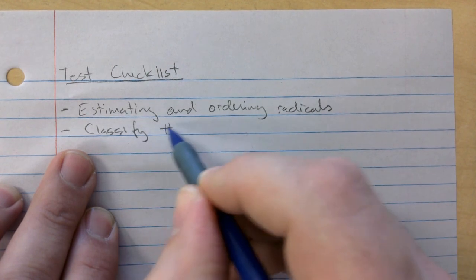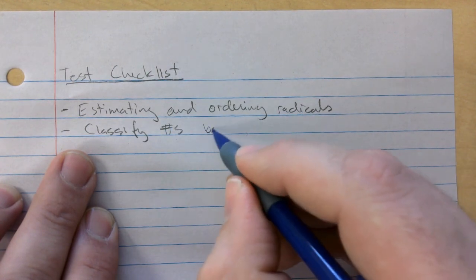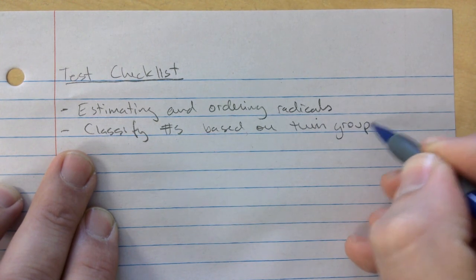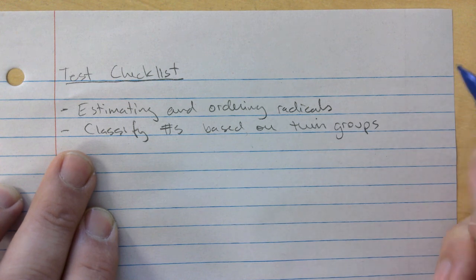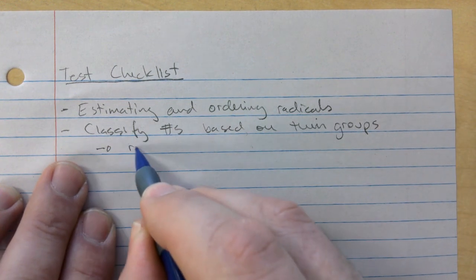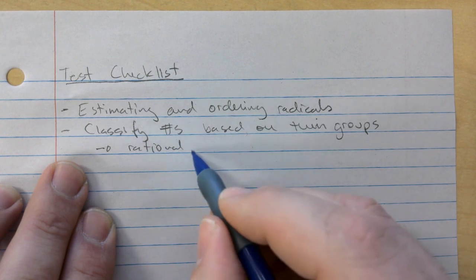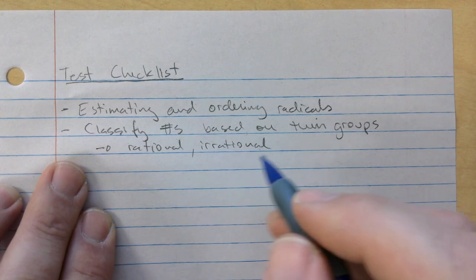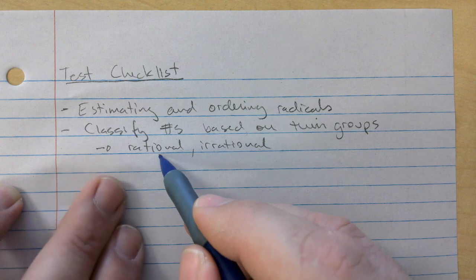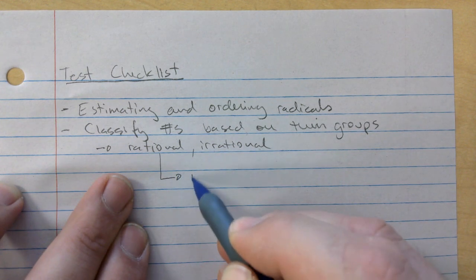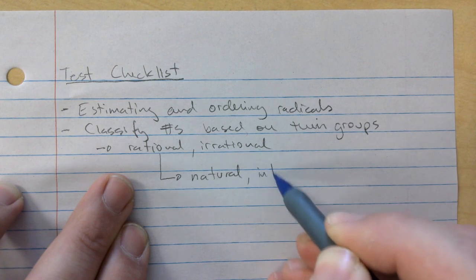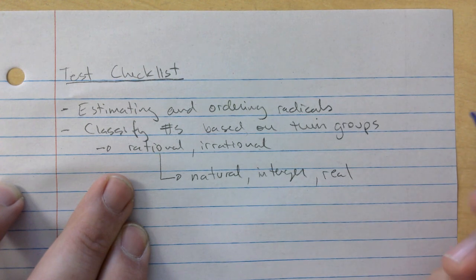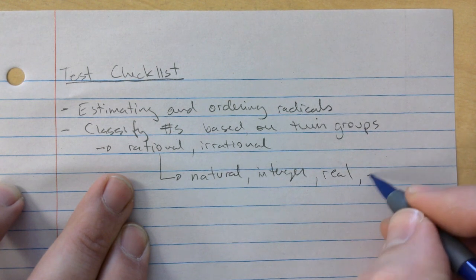Classify numbers based on their groups. And I mean irrational, or if it's a rational number, it could be natural, integer, real, etc.